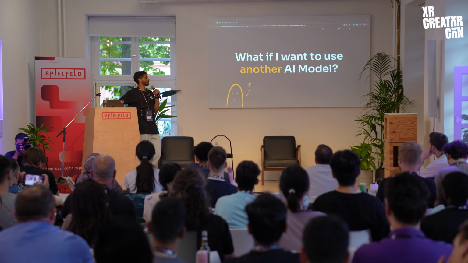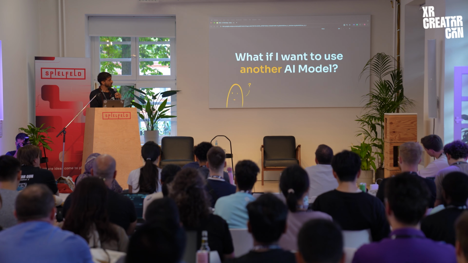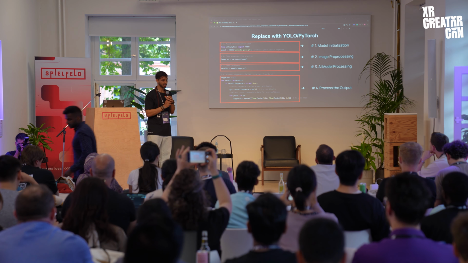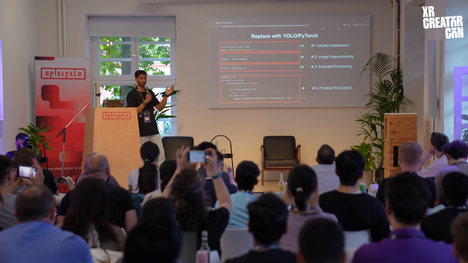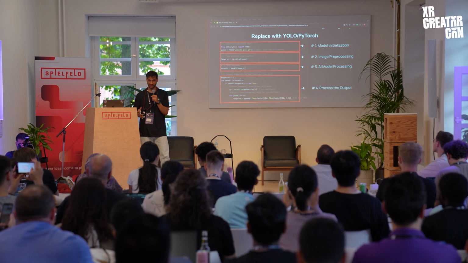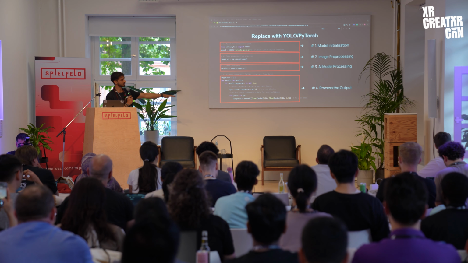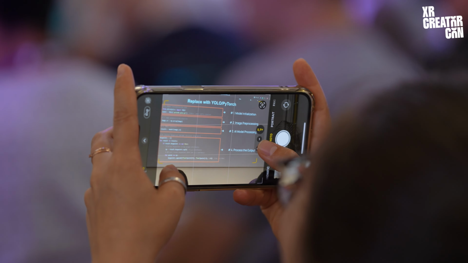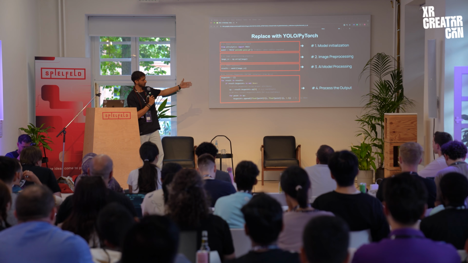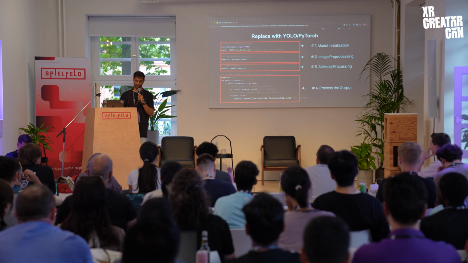The next question is, what if I want to use another AI model? In the Flask app, the first step would be model initialization. Let it be MediaPipe, YOLO, or any model that you find online, you need to initialize it. And how do you know how to initialize it? You have to check out the documentation. Then the rest of the steps remain the same. You process the image into a format that the model accepts, you run the AI model, and you process the output that you get from the model and use it for whatever use case you want.